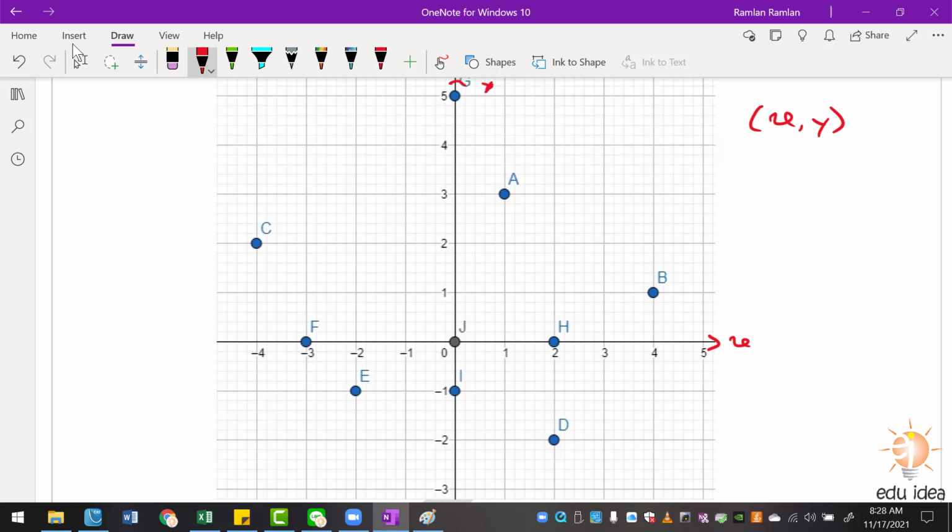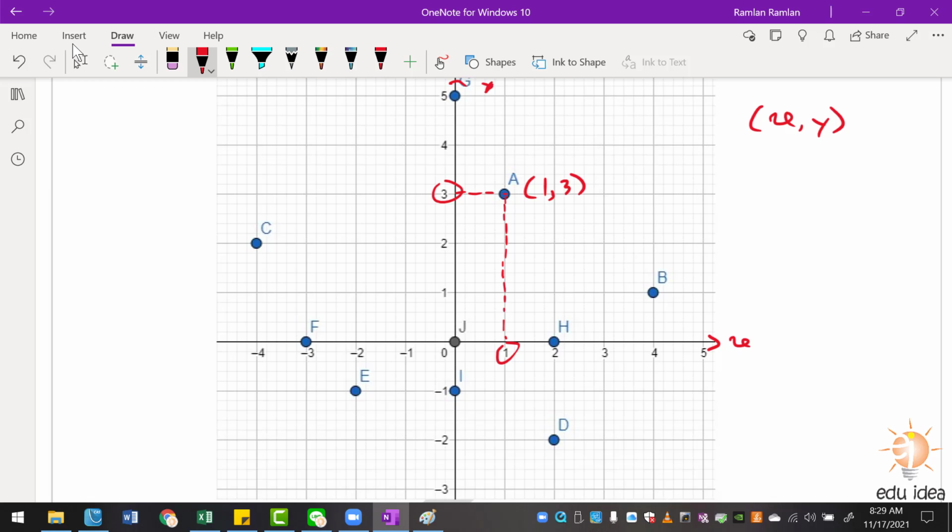Let's start from point A. How can you find the coordinates? It's quite easy. Point A, let's go to the x-axis, going down here, which is 1, so that is the value for x. Going to the y-axis, we get 3, so the coordinates are 1, 3. Be very careful, this is a comma, not a point, because a point is for decimals, and the comma separates the x and the y.